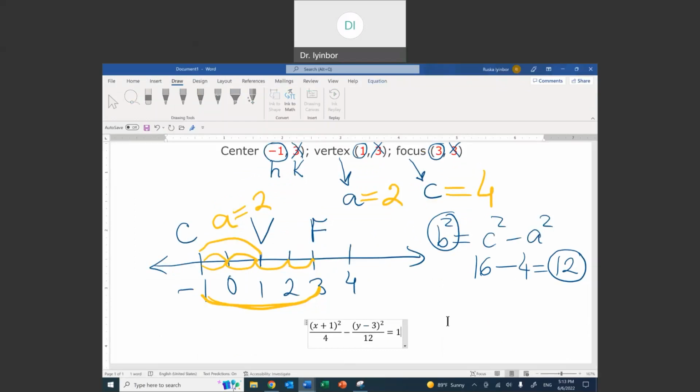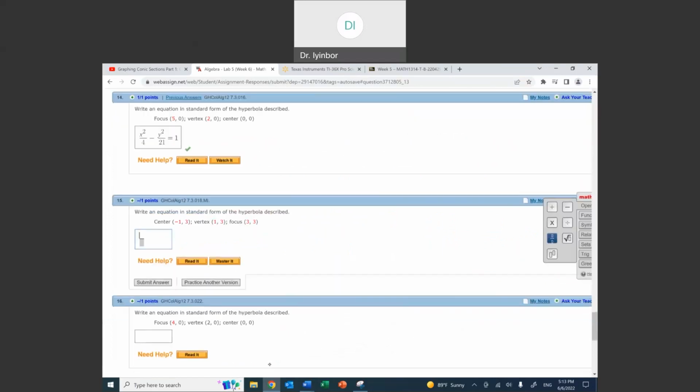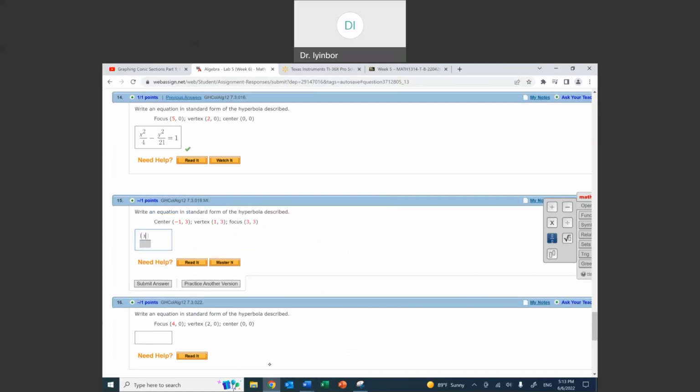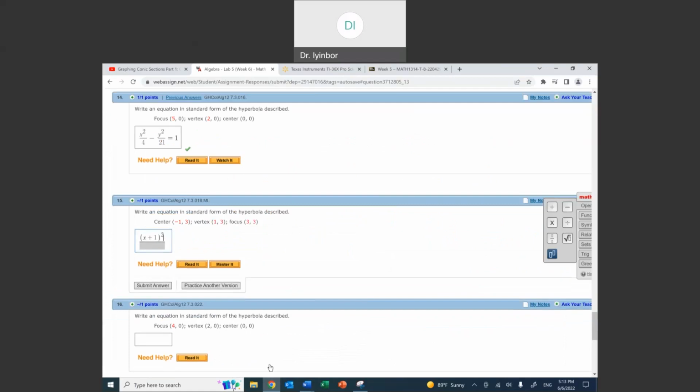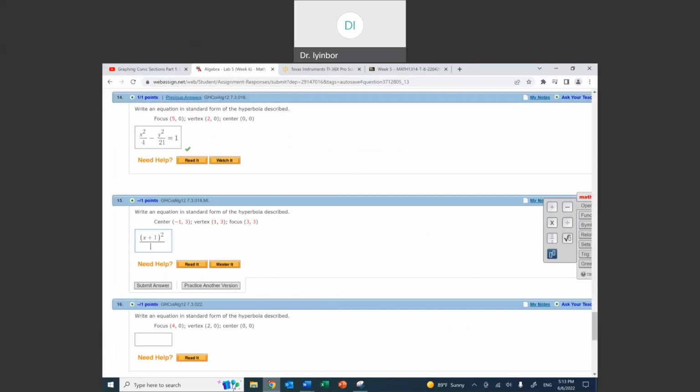Okay, and I'm going to plug it in exactly like that. This is how you enter it. Fraction, then parentheses, x plus 1, close the parentheses, and then you press square, over 4. Then you get out and put minus another fraction, parentheses, y minus 3, close it, and then squared, over 12 equals 1. Let me double check, is it 12?